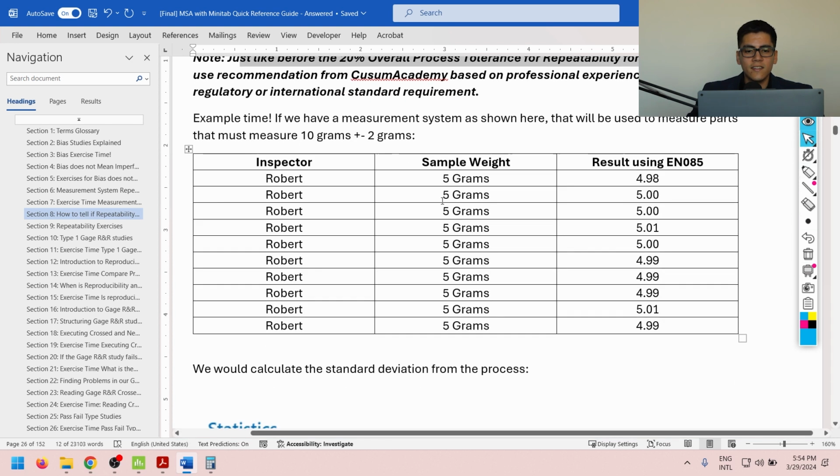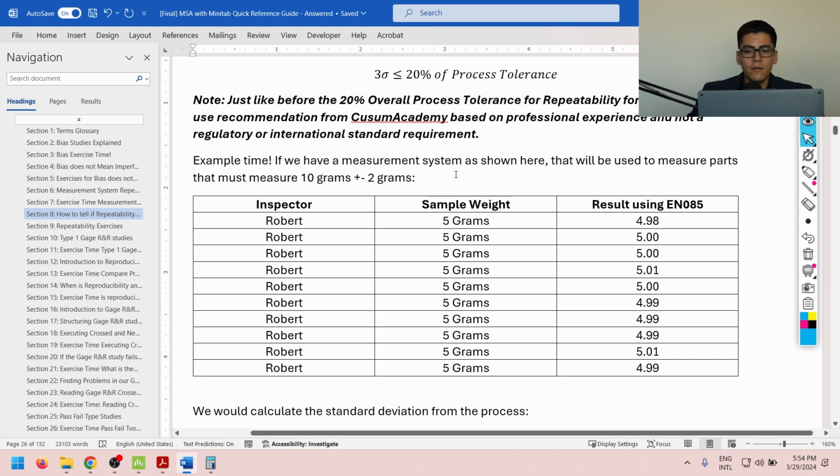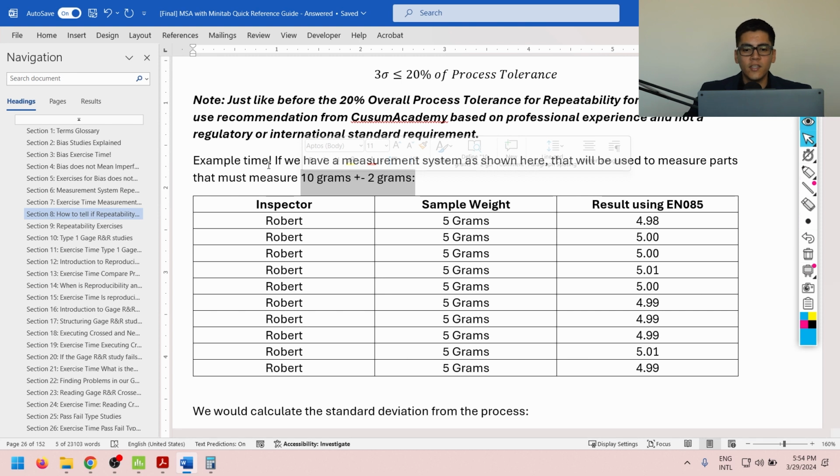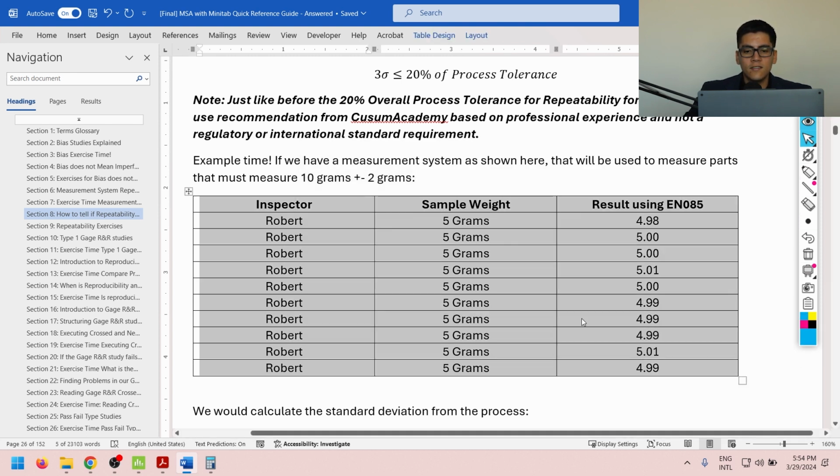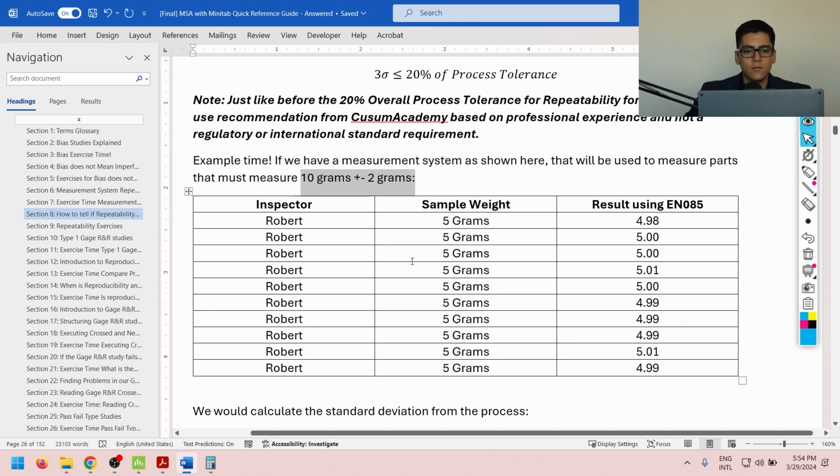So let's do an example here. Let's say that we have a system, okay? And this system will be used to measure parts that need to be 10 grams plus minus 2 grams. So that is an overall tolerance, right? Now from here, as you can see, the sample, golden sample, is only 5 grams. It is not 10 grams, okay?